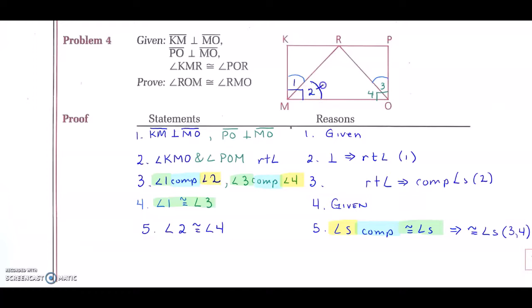Mark my diagram. And angle 2 is angle RMO, and angle 4 is ROM. So these are equivalent statements, the proof statement and that. And there's a 5-step proof.